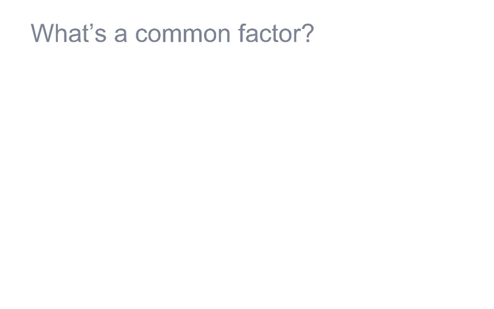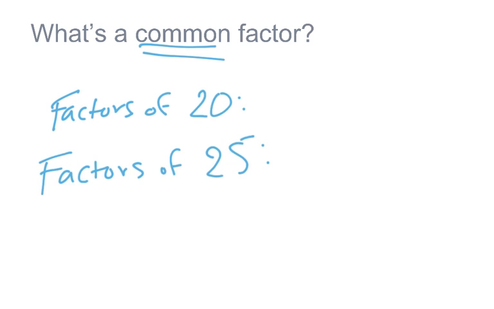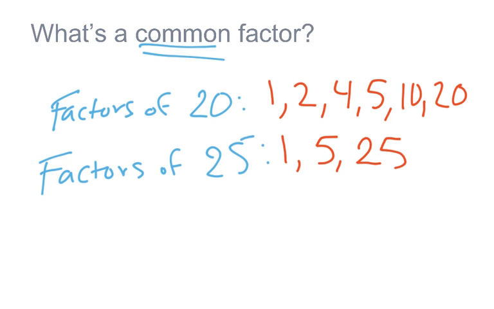Well, like common multiples, common means that you are going to have more than one number that we're looking at, like factors of 20 and factors of 25. I would look for a factor that they have in common. Here's my list of factors of 20, and here's my list of factors of 25. A common factor is one that is in common in both lists. So here, the only common factor I have is 5.